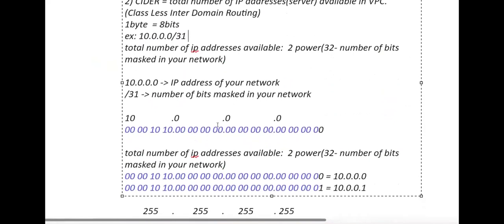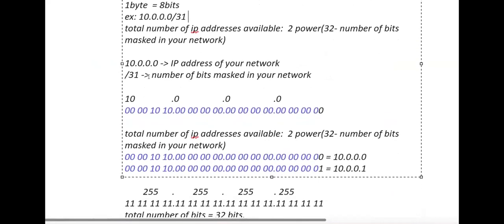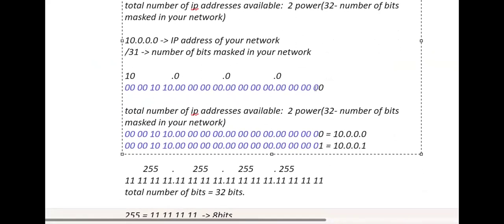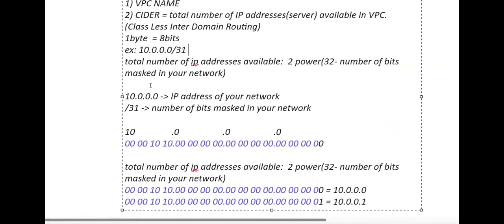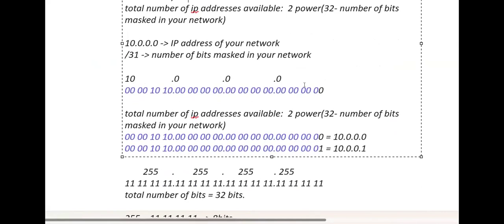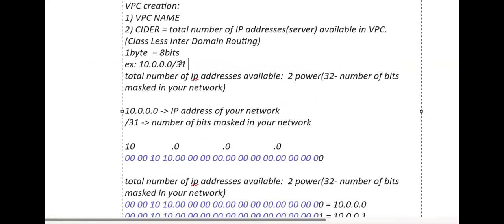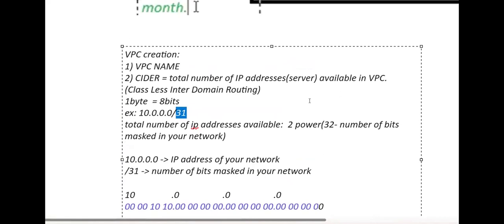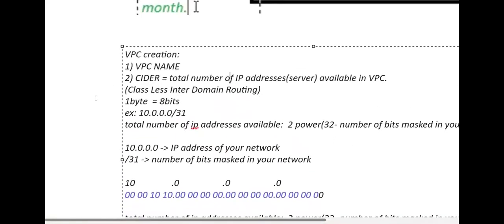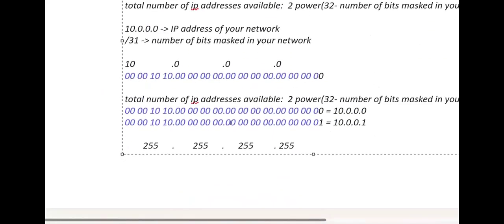So internally, you can see the network IP address and the number of bits you have masked. Whatever IP address you provided, that byte data is converted into bits. After converting, it becomes 32-bit data. In this 32-bit data, based on the number of bits you masked, those many bits will be masked, and the leftover bits can change from 0 to 1 or 1 to 0. So however many possible IP addresses we get, those many hosts we can put under this VPC. I hope you understood this concept regarding VPC and CIDR block as well.